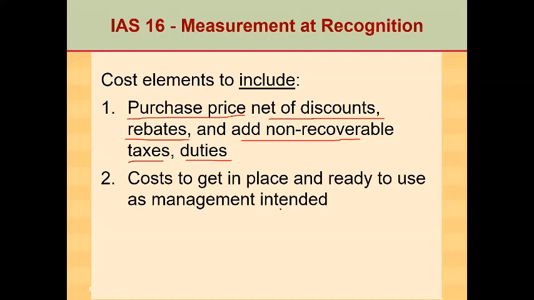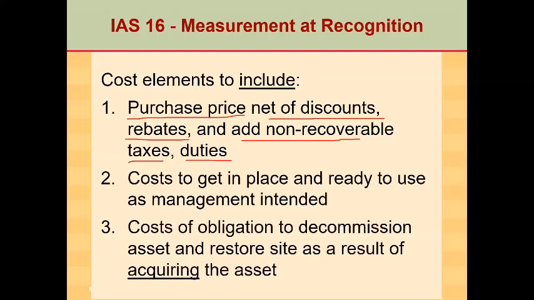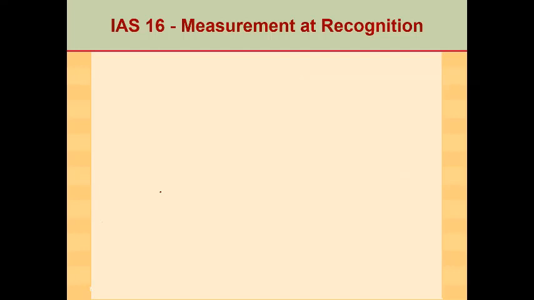Any cost that will be incurred in order to find out the cost or to make the asset ready for use will be added to the cost of the asset. Cost of obligation to decommission assets and restore site as a result of acquiring the asset will be added as a cost, which means any cost that will be incurred to make the site that you are going to construct or install the asset at ready for that asset to work will be added to the cost of that asset.